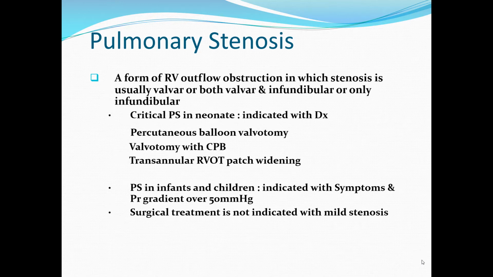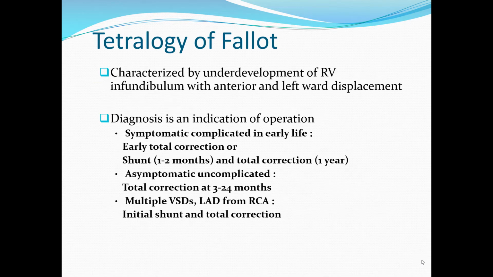Of course, surgical intervention is not indicated with mild stenosis. Tetralogy of Fallot. This is the most common cyanotic congenital heart disease, and is characterized by the following. We have VSD, right ventricular outflow tract obstruction in the form of pulmonary stenosis, right ventricular hypertrophy and overriding aorta.